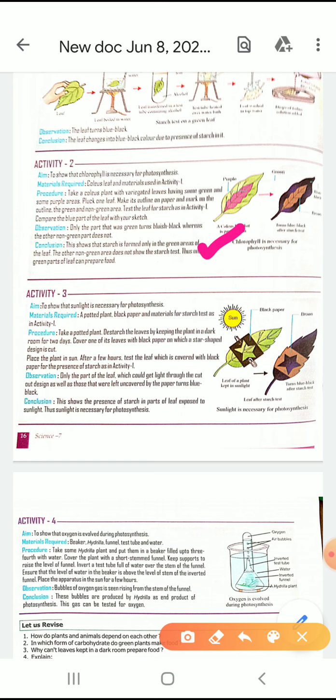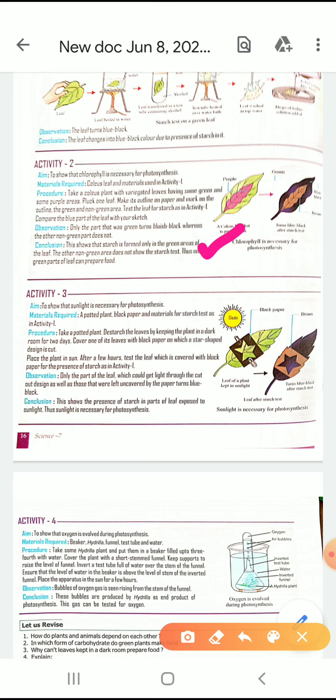But how will you prove this? You take a coleus plant in which some leaves are green and some are pink, and you pluck one leaf out of it. Then you make the outline of the leaf on a paper so that you know which portion was green and which portion was pink. Then you repeat the steps that you did in the last activity.